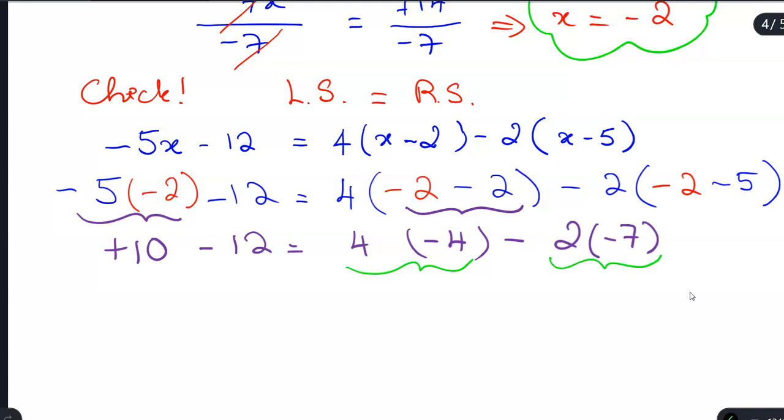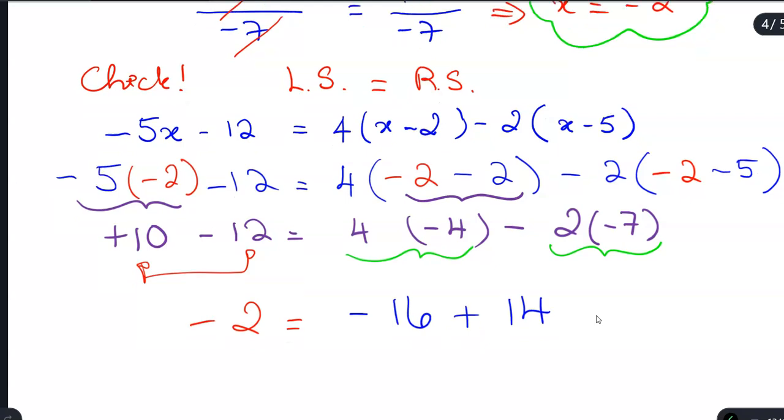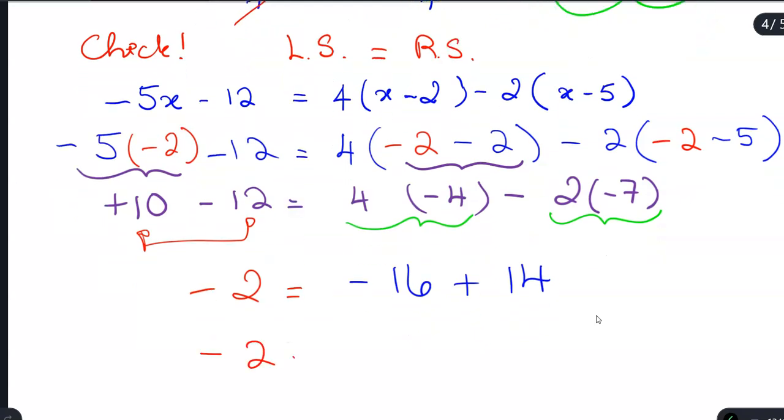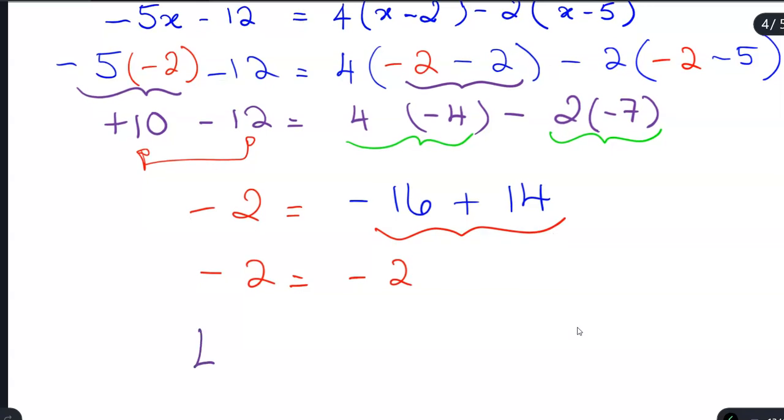perform the multiplication. On this side of the equation, you can combine these two. Okay, I can combine these two. I should have negative 2 as the answer. But this one, 4 times negative 4 should give me negative 16. And don't forget, negative 2 times negative 7 should give me positive 14. And now you see that these two numbers combined, the operation of these two integers should give me negative 2. So now you can go ahead and conclude that your left-hand side is equal to the right-hand side.